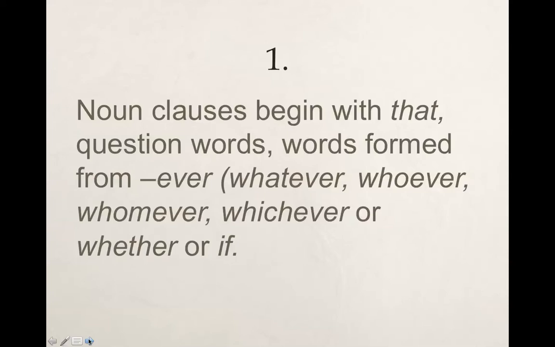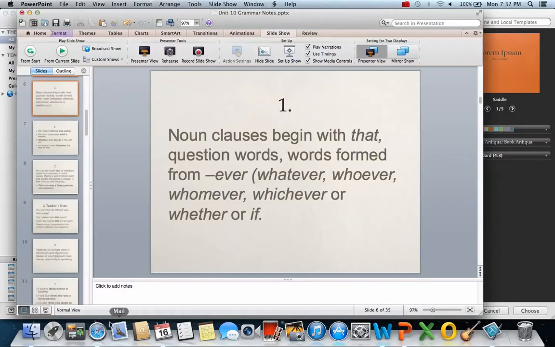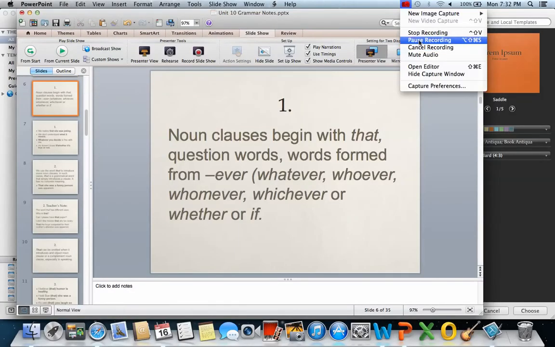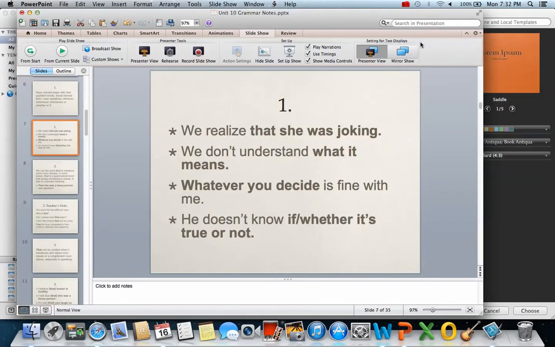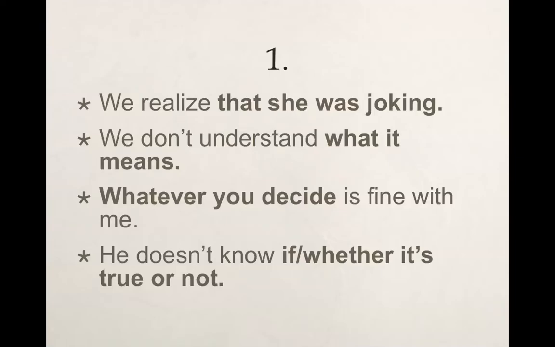Okay. Noun clauses begin with that, or with question words, or words formed from ever, like whatever, whoever, whomever, whichever, or whether or if. Okay, here are examples of different kinds of noun clauses. We realize that she was joking. We don't understand what it means. Whatever you decide is fine with me. He doesn't know if it's true or not, or you can also say he doesn't know whether it's true or not. All those clauses in boldface are different kinds of noun clauses.